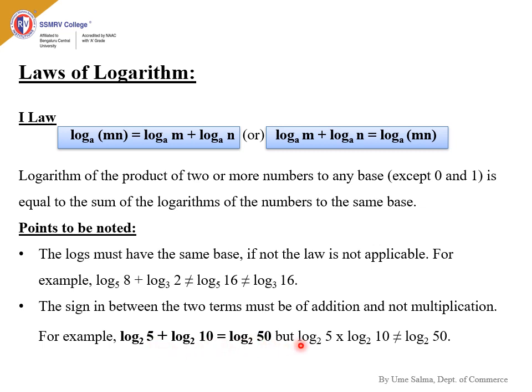But when you have log 5 to the base 2 into log 10 to the base 2, here you have the multiplication operation. So you cannot write this as log 50 to the base 2. You can see the simple difference here. The addition operation will let this law be applicable. Whenever it is multiplication, this particular law is not applicable. So if you understand these laws, it will be easier for you to solve all the problems.